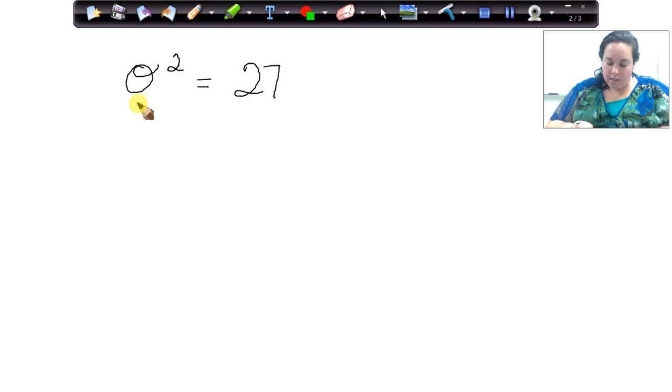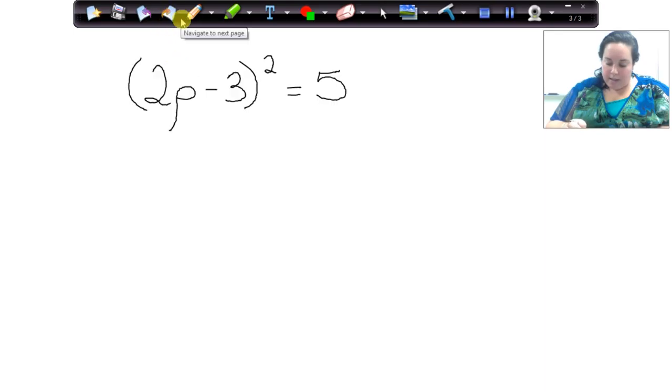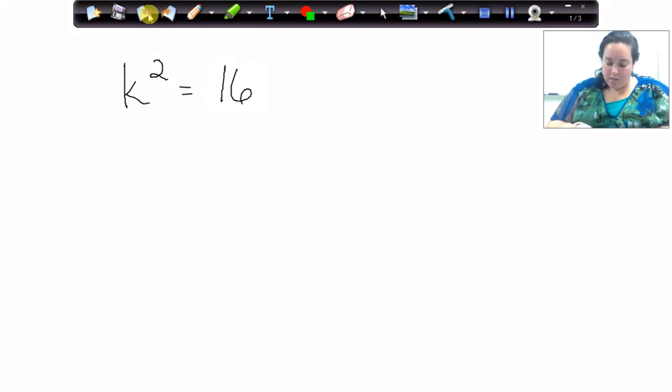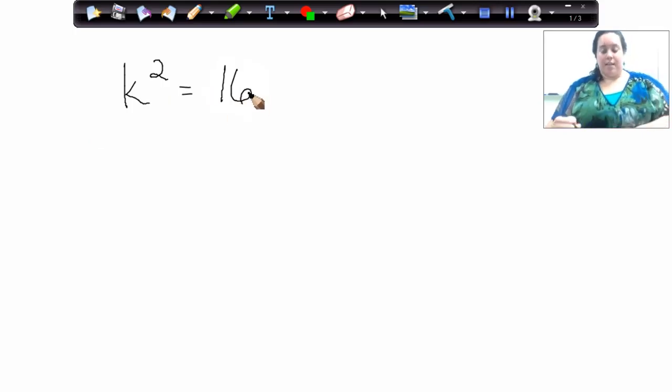Here's another example. This is sigma squared equals 27, and we have the squared term on a side by itself. And in this case we have 2 rho minus 3 squared, so the squared factor is on a side by itself equals 5. In these cases, if we can conveniently put it in this form, it is convenient to go ahead and solve by this method.